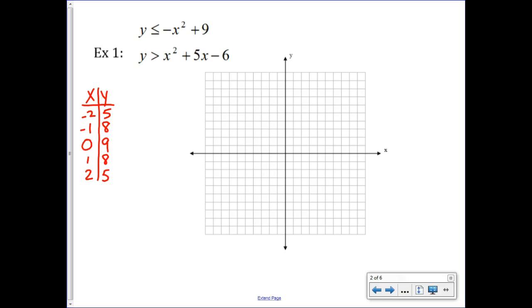So since that is a less than or equal to, it's going to be a solid line. So 0, 9. And then negative 1, 8. Negative 2, 5. You want to take up most of the graph so that you can shade, and so I might even extend these even further so it goes all the way down the graph.